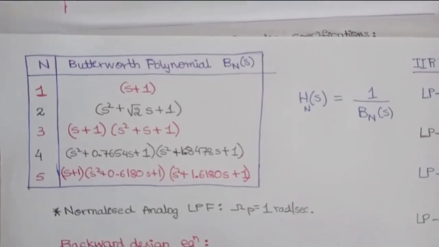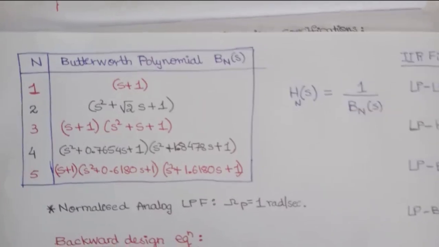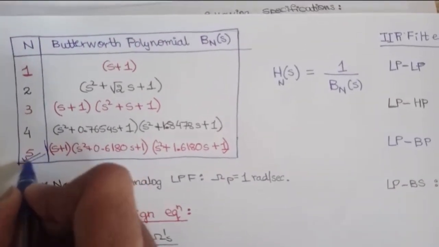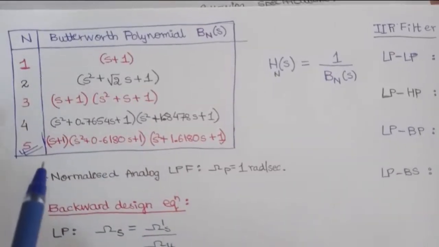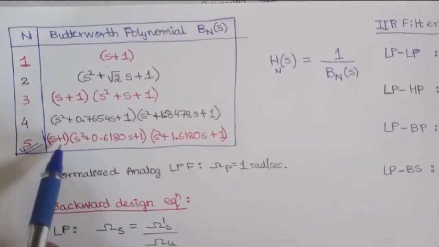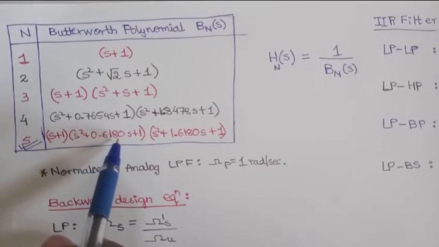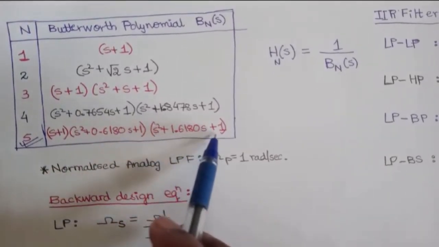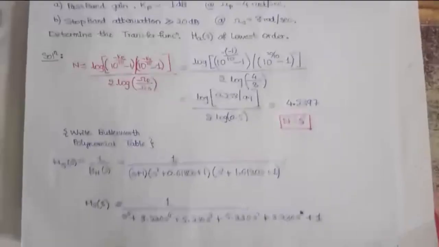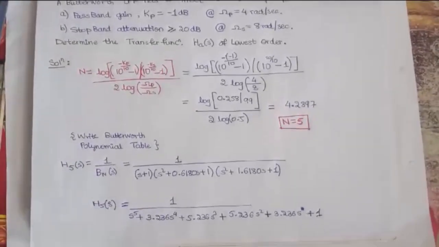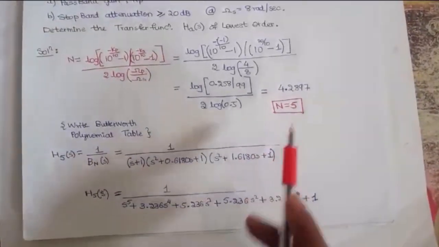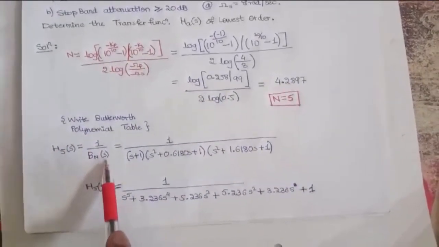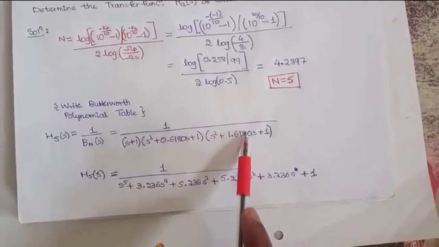These are the Butterworth polynomials for different n values. In this question, the n value we obtained is n is equal to 5. Therefore, the Butterworth polynomial is (s plus 1) into (s square plus 0.6180s plus 1) into (s square plus 1.6180s plus 1). After obtaining the value of n, transfer function is equal to 1 divided by Butterworth polynomial. This is the Butterworth polynomial.